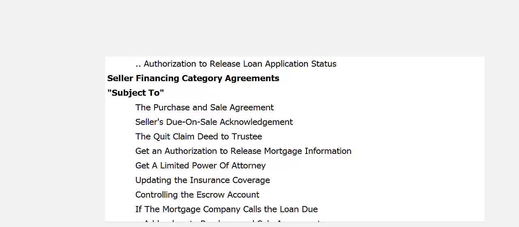insurance coverage, controlling the escrow account. If the mortgage company calls the loan due, what do you do?